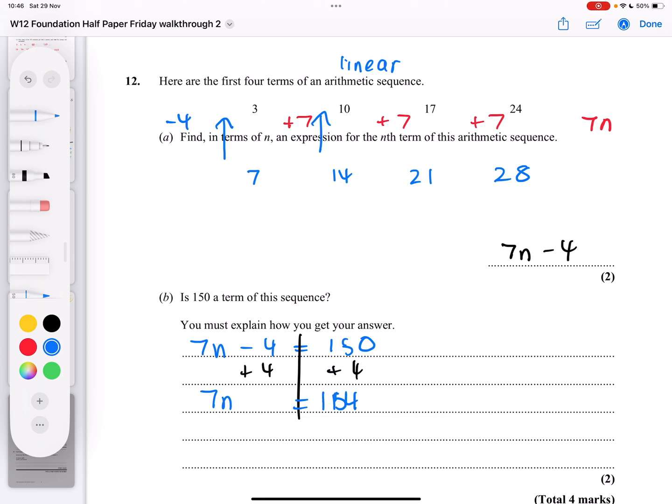That's 154. The opposite of times 7 is divide 7. n equals 22. So you must explain how you got to your answer. It is a yes. 150 is the 22nd term.